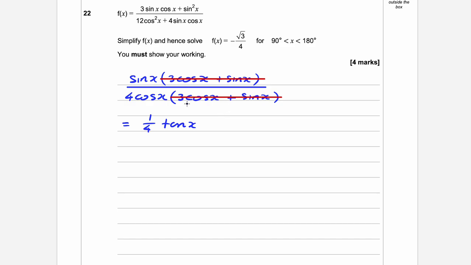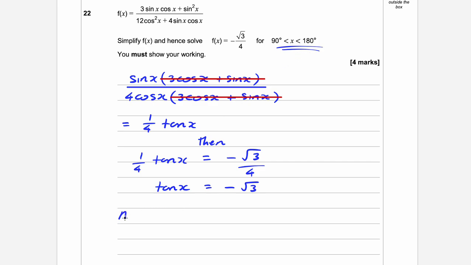Okay, then a quarter tan x equals this. We're going to solve this: negative root 3 over 4. Multiply across by 4, these 4's disappear. Tan x equals negative root 3. Okay, now I need to solve this within here.